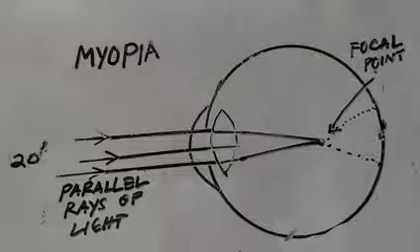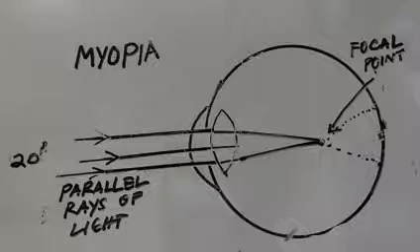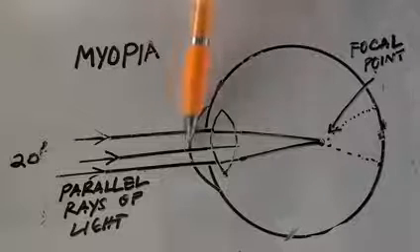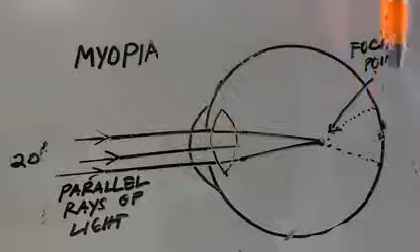You might ask, what's the reason why this is happening? Now, the most common cause of myopia, I'm not saying it's the only one, but it's the most common, is the axial length, or we call it axial myopia. Now, the normal axial length of the eyeball is about 24 millimeters, from the cornea to the retina.